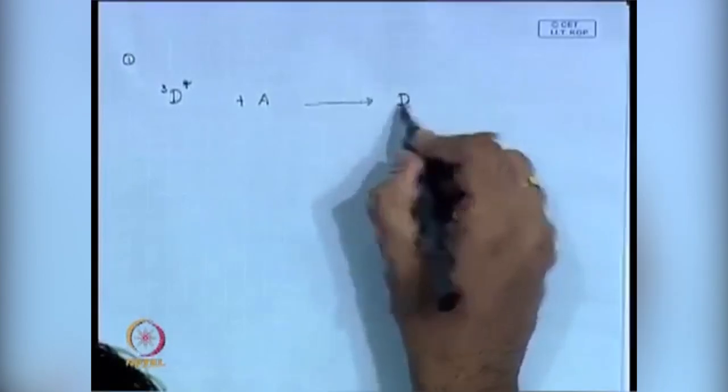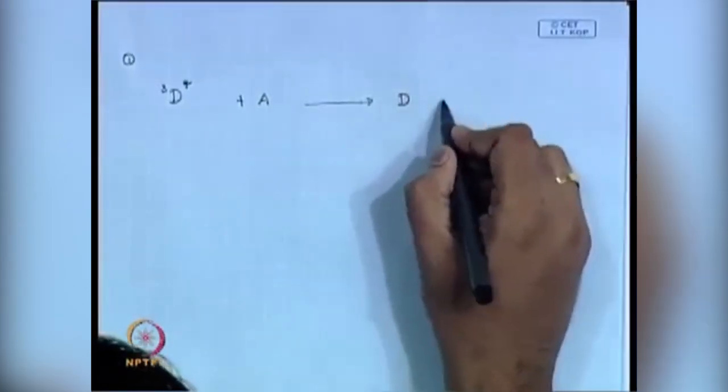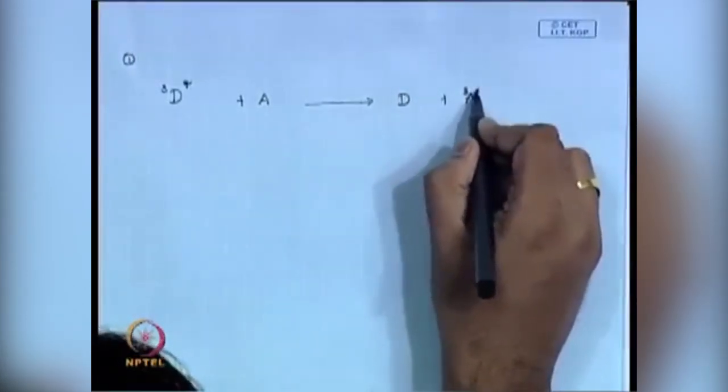If the rate of diffusion is greater than the rate of collision, then there is no energy transfer. If the rate of the energy transfer is greater than the diffusion, then you will see your energy transfer reaction. That is the first criteria. If they can collide, then you can see the energy transfer.